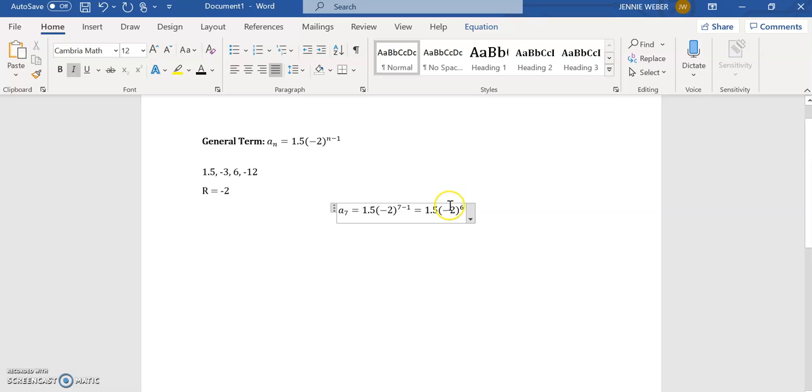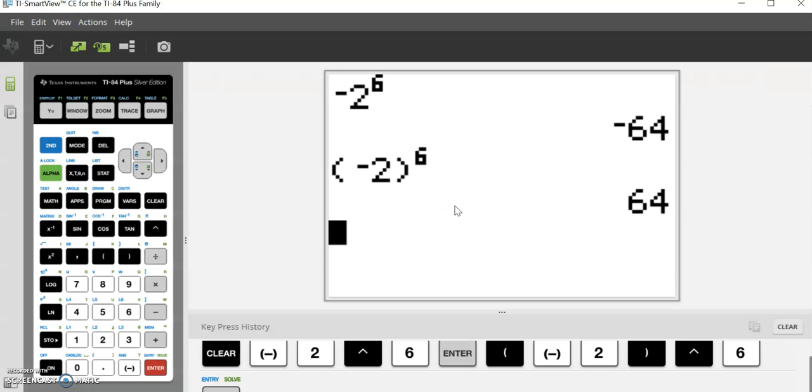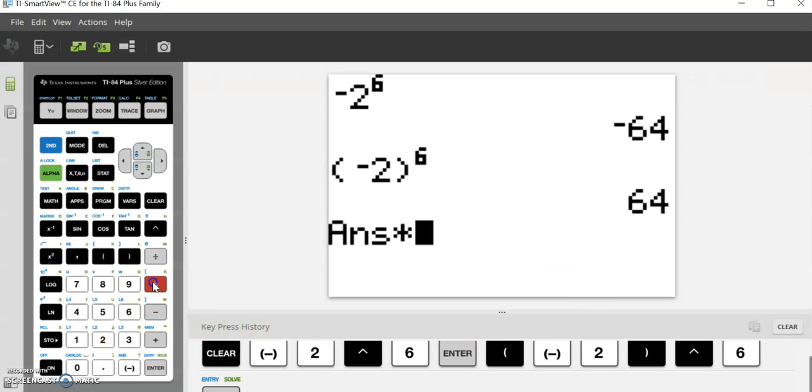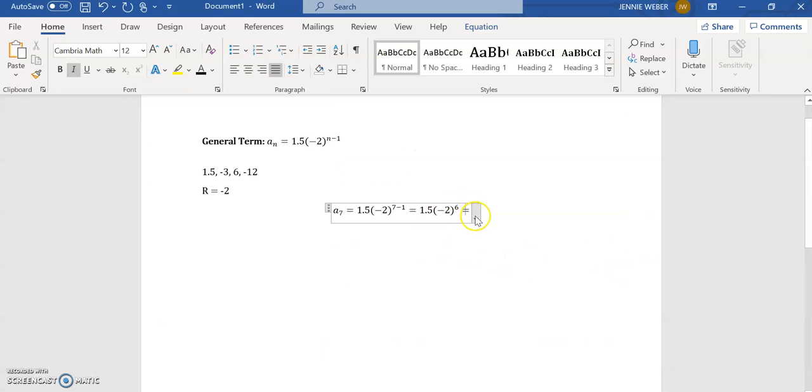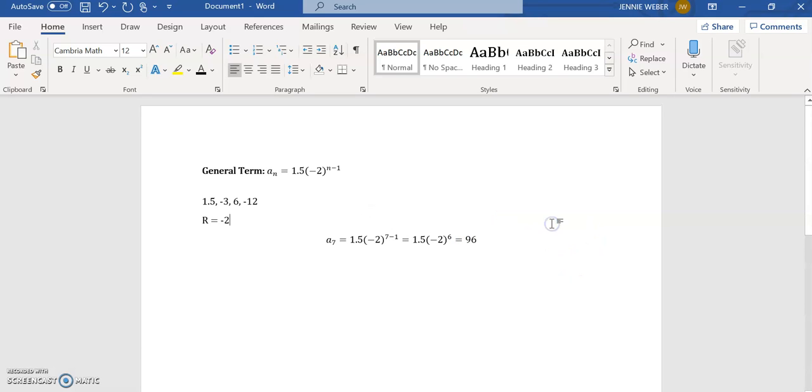Make sure you do this first, then after you do, remember order of operations, please excuse my dear Aunt Sally. Exponents come first, then I'm going to multiply. So my last step is going to be times by 1.5. So then my answer is 96. This is 96.